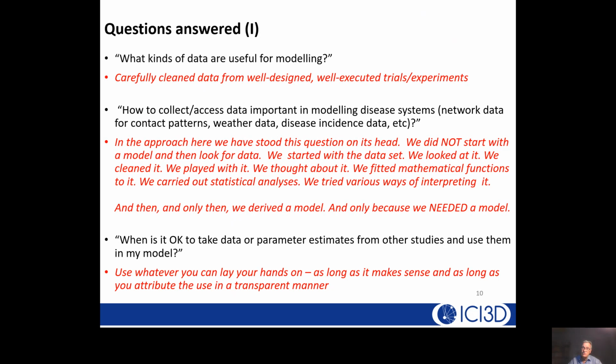And this is what I really want to stress above everything else that I've told you. Start with the data. Don't start with the model. Think about a real problem in biology and the way that you're going to crack that problem. Don't think that you're going to create that answer by looking at a model first. And finally, when is it okay to take data or parameter estimates from other studies and use them in my model? Use anything that you can lay your hands on. As long as it makes sense, and as long as you attribute the use in a transparent manner, then everything is up for grabs.